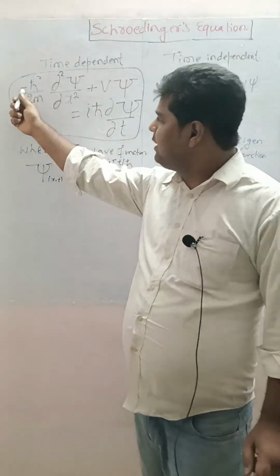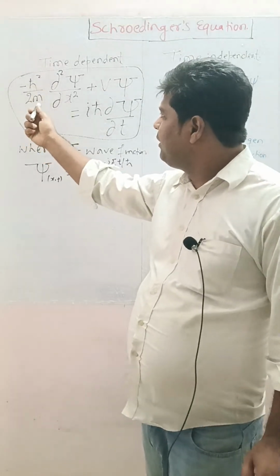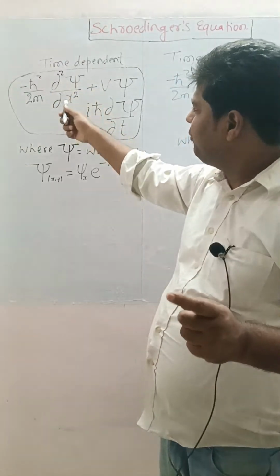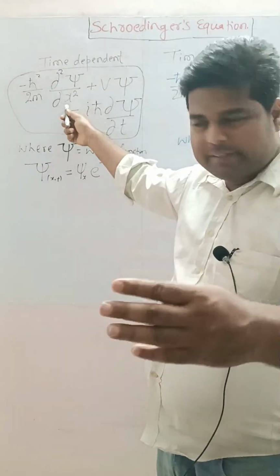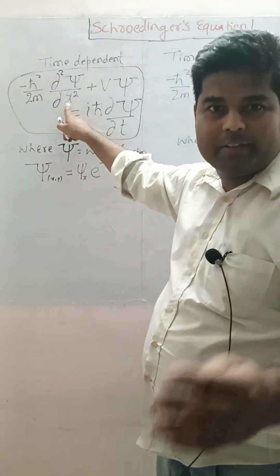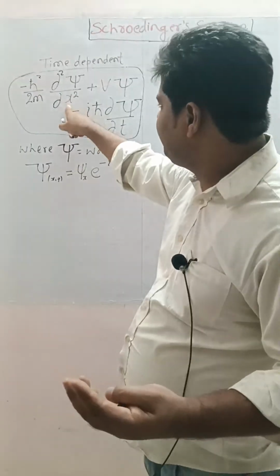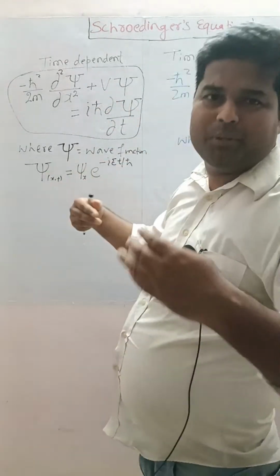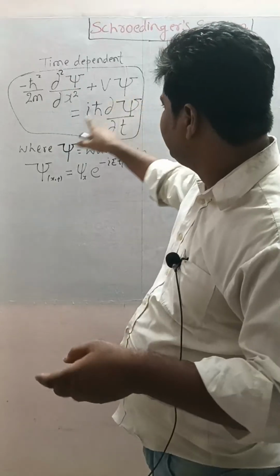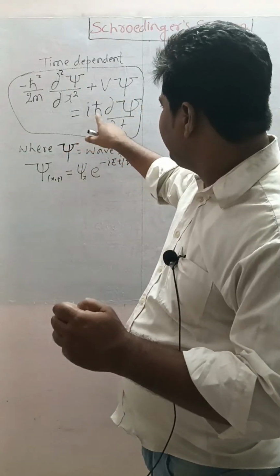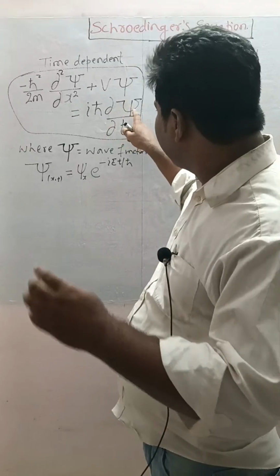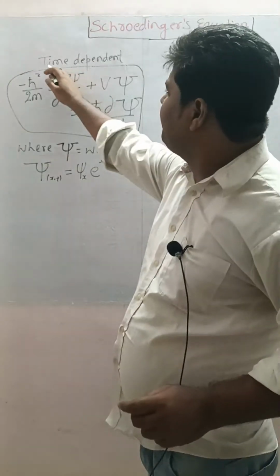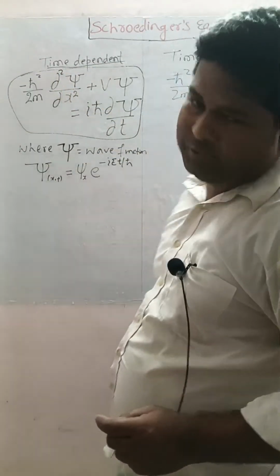What is this equation? Minus h cross squared by 2m, second order derivative of the matter wave function with respect to space in the x-axis. If you're working on the y-axis or z-axis, then you have to do this. Plus, there is a potential energy disturbing that particle, into the wave function, is equal to i h cross and the derivative of the wave function with respect to time. And time is important here. That's why we call it the time-dependent equation. Understood?